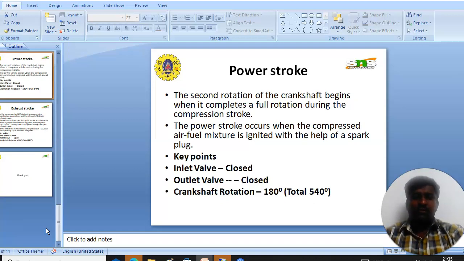Next is the power stroke. The second rotation of the crankshaft begins when it completes the full rotation. After the compression stroke, the power stroke occurs when the compressed air fuel mixture is ignited with the help of the spark plug. The key points of the power stroke are inlet valve closed, outlet valve closed, crank rotation is 180 degrees, totally it is 540 degrees.